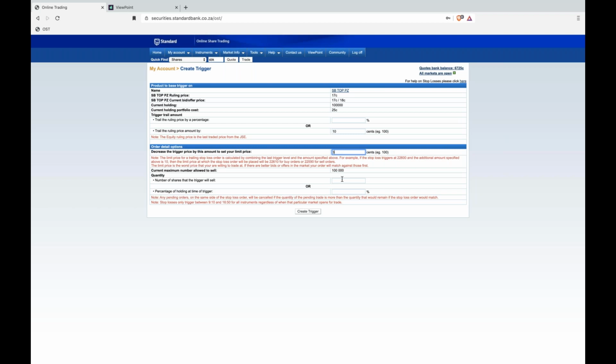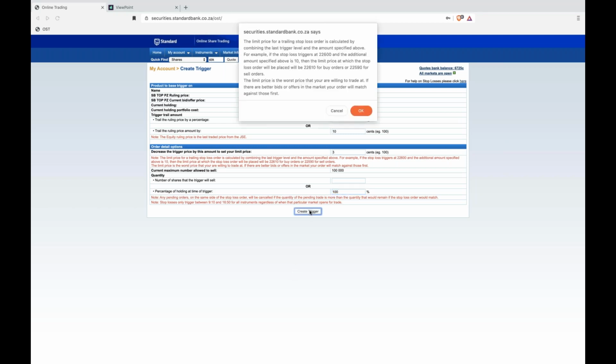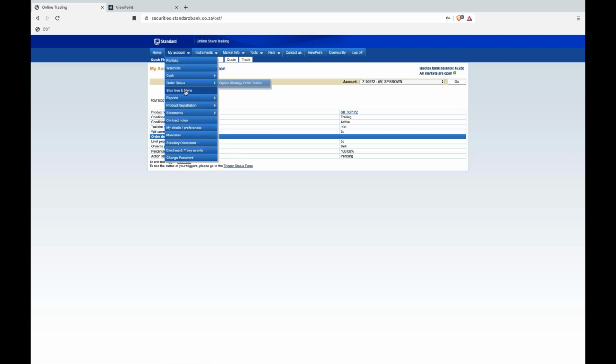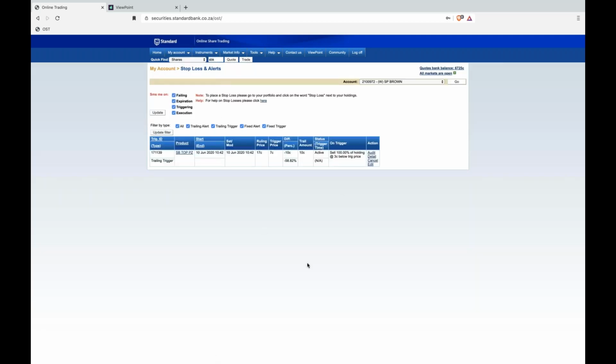And then it says how many, and you can either put a quantity or you can put a percentage. You say trail by 100, sell 100% of the holding. You create the trigger. It asks you to confirm. And I can then go in and see it on the trigger page. Stop loss and alerts. And there sits my stop loss. I can audit it, I can cancel it, I can edit it, I can get details of it.